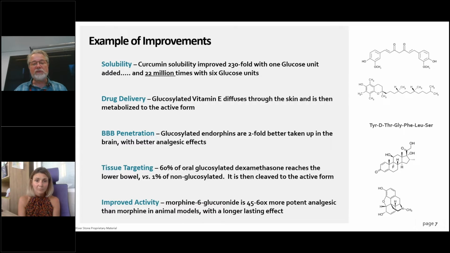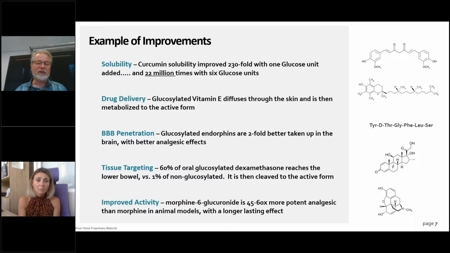Dexamethasone is used when you have certain inflammatory conditions in your bowel, and often or almost always you have to take a lot of it, because only a little bit of it reaches the lower bowel, about 1% in most cases. If you glucosylate dexamethasone, on the other hand, at least in one case, it's shown that 60% reaches the bowel, and here it's cleaved to the active form by enzymes made by the resident bacteria.